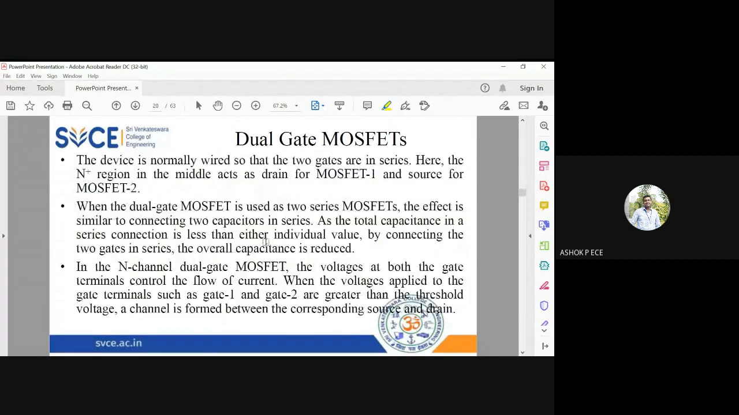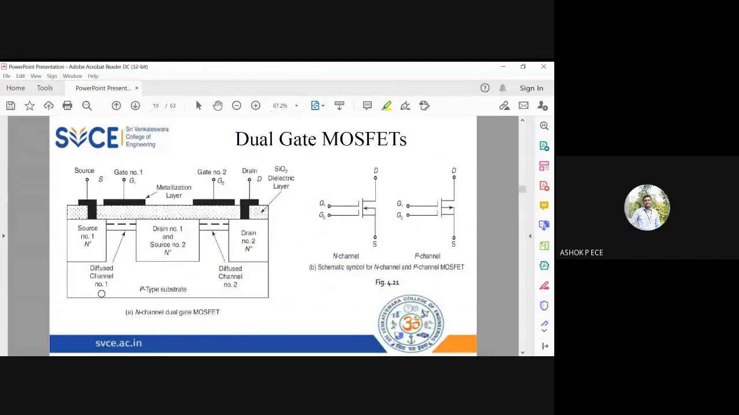Construction of the dual gate MOSFET: you see, you are having an N-channel. It's an N-channel dual gate MOSFET. So you are going to take a P-type substrate. In the P-type substrate, you are going to fabricate three N plus regions. One is source 1. Another one is drain 1 and source 2, which are going to be a common region, and the next one is drain 2. All are N plus regions.